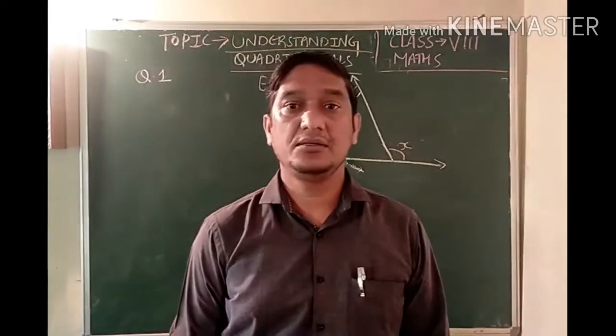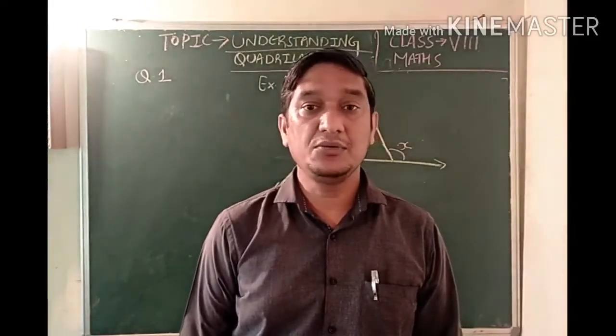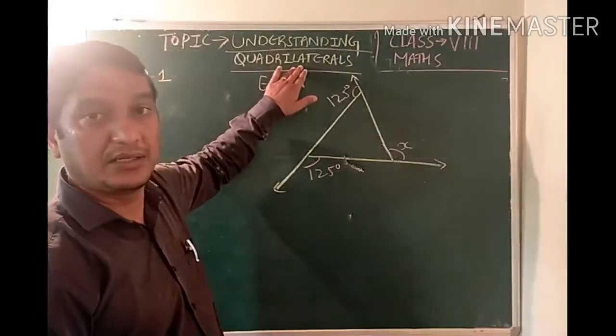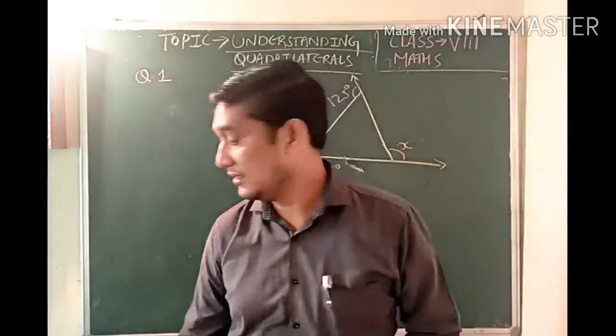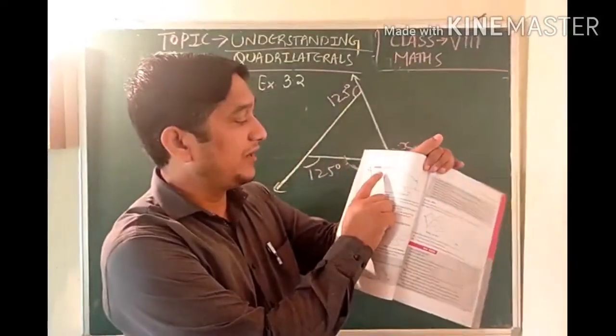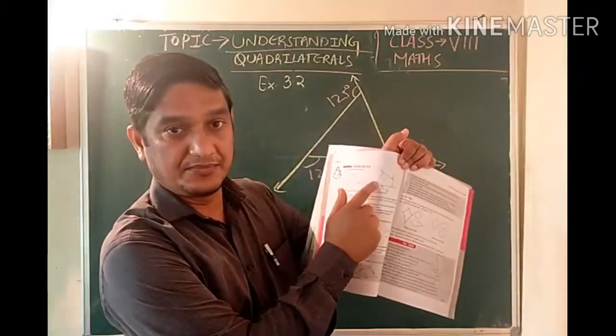Good morning, children. Today we are going to learn exercise 3.2 of the topic Understanding Quadrilaterals. And children, in this exercise, the first question is: find the value of x in the following figures.